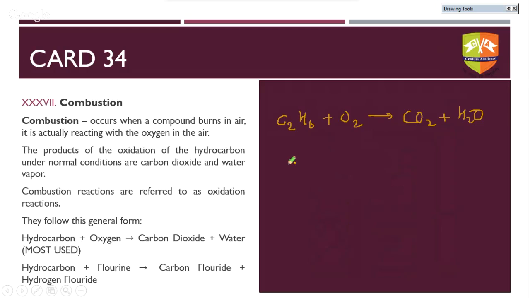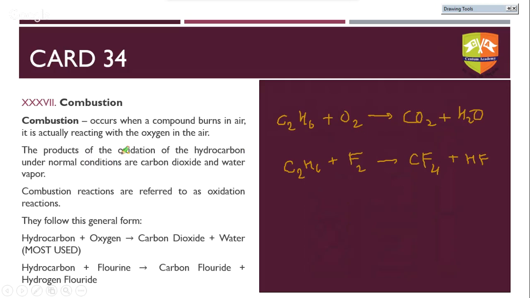The second one is with fluorine, for example. You can have the same C2H6 plus fluorine gas, which you can write as F2 or F, giving you carbon fluoride, which is CF4, plus hydrogen fluoride, which is HF. Okay, so these reactions are also sometimes mentioned in your text quite commonly.